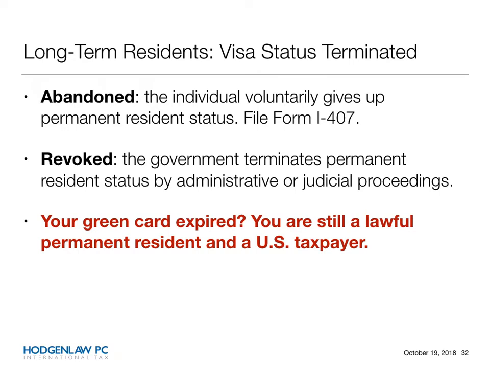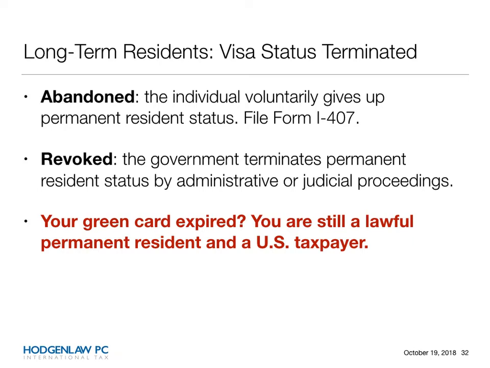Now let's say you are a long-term resident. How do you terminate that status? And there are two ways. We'll talk about the tax way in a second, but here's the visa way to terminate your long-term resident status and thereby become an expatriate. You can abandon your visa status, say, I don't want to live in the United States anymore as an immigrant. I file Form I-407 and I'm done.